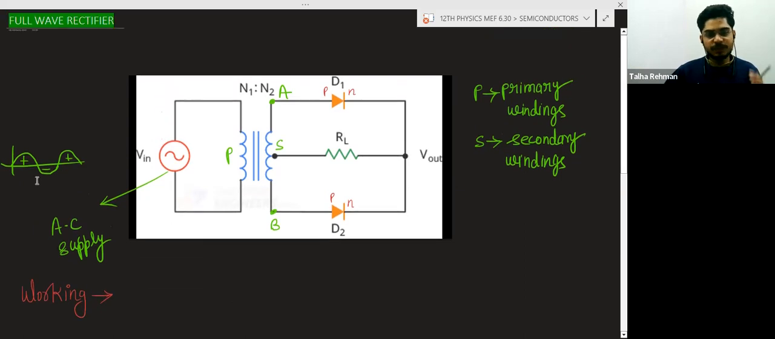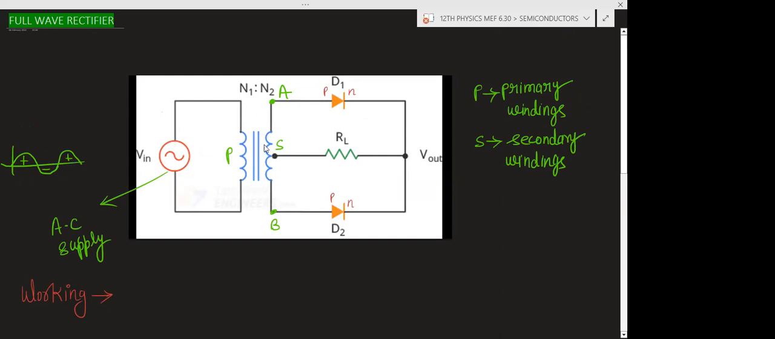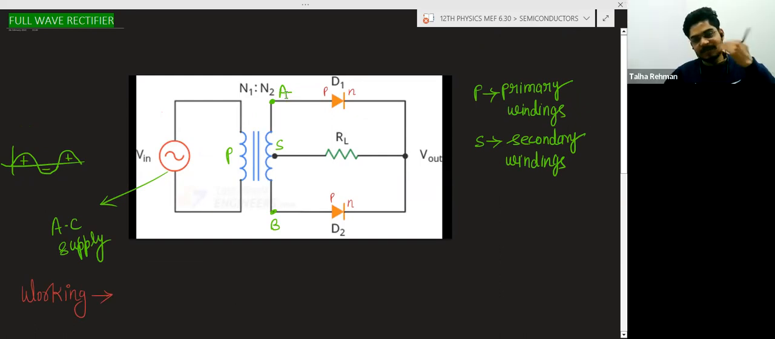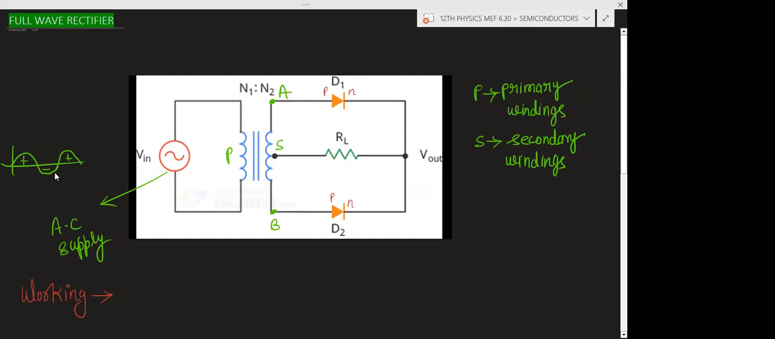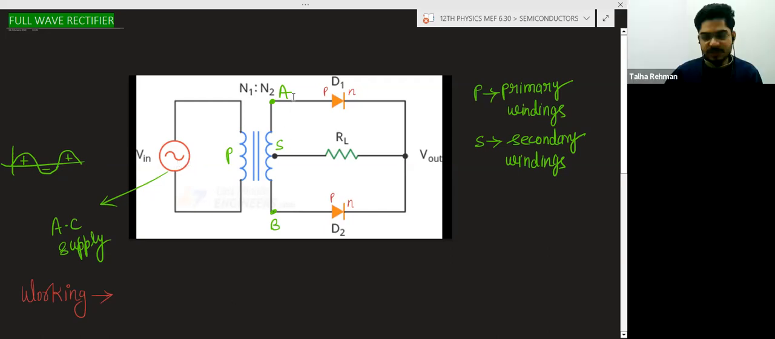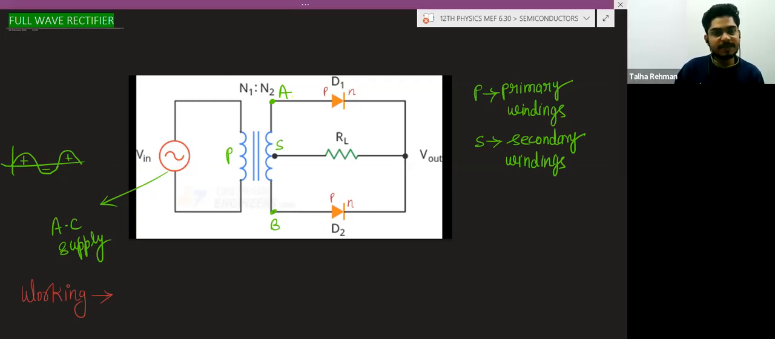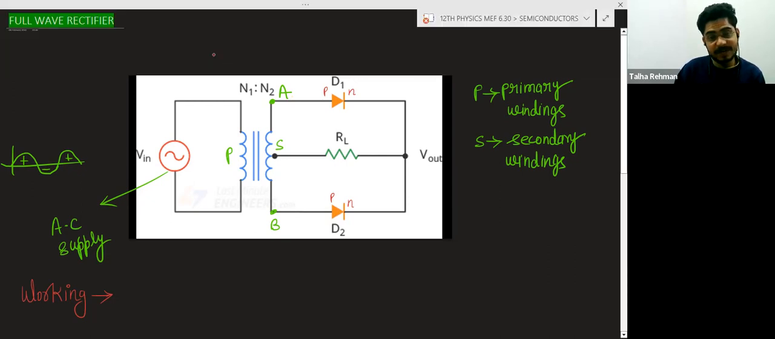During the positive half cycle, suppose this is A. Now you understood why A is getting potential, because of the mutual induction. Mutual induction is taking place. In this coil also there will be the induced EMF. Due to the induced EMF, this end gets some positive potential and sometimes it will get a negative potential. Why negative? Because of the alternating voltage. So suppose this end is positive at a particular time, and this end is negative.